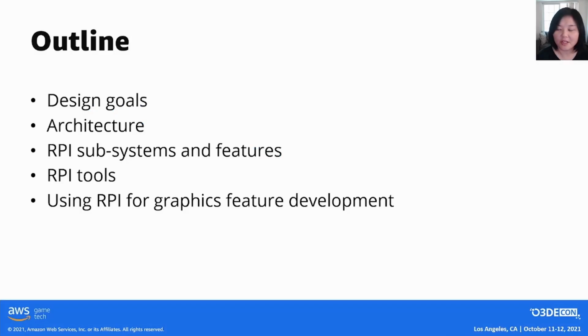This presentation is mainly focusing on giving you a high-level overview about the Atom Render Pipeline Interface. I will go over the design goals, architecture, the subsystems, features, and tools of the RPI. In the end, I will talk about using RPI for graphics feature development. If you are interested in Atom Renderer, or you want to develop a graphics feature or create a non-game application with Atom Renderer, this session will give you some information you may need.